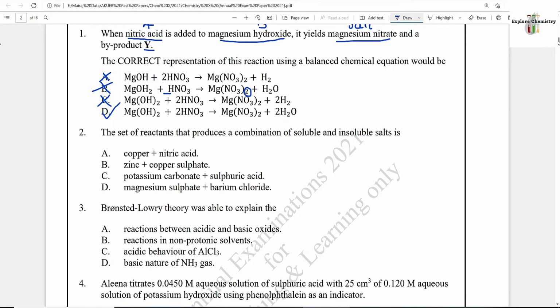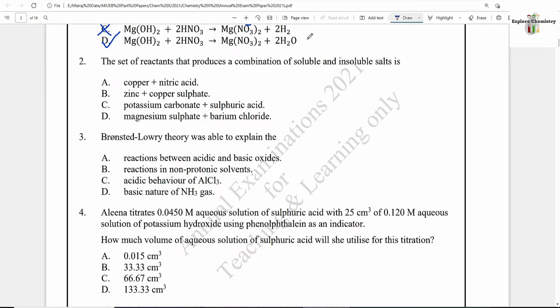Now question number 2 is, a set of reactants that produces a combination of soluble and insoluble salts is. Two salts are produced by the reaction of two soluble salts. Let's see the options. Here in option A, copper is reacting with acid, which is not a salt. Zinc is reacting with copper sulfate. Copper sulfate is a salt, but zinc is a metal. We need two salts.